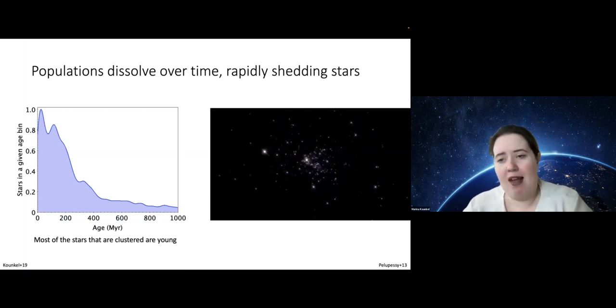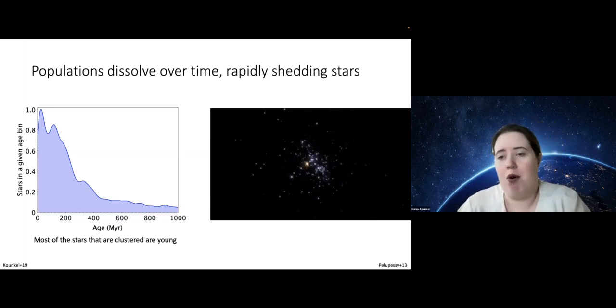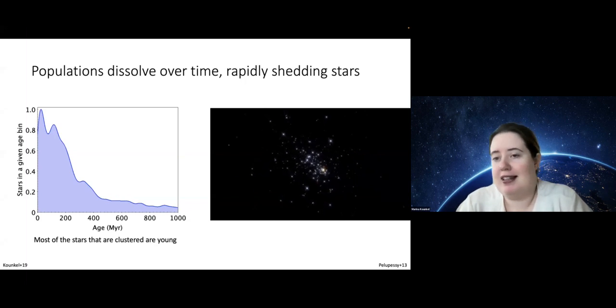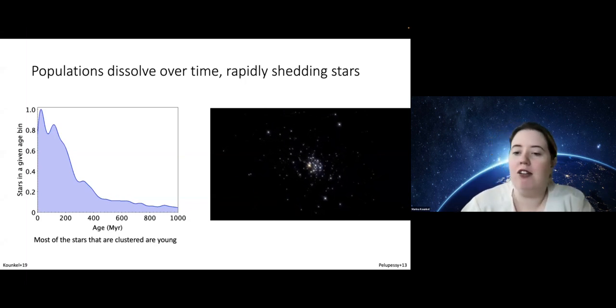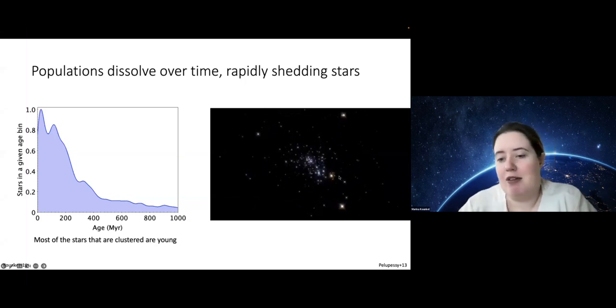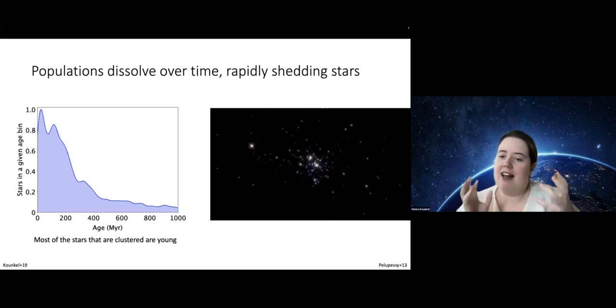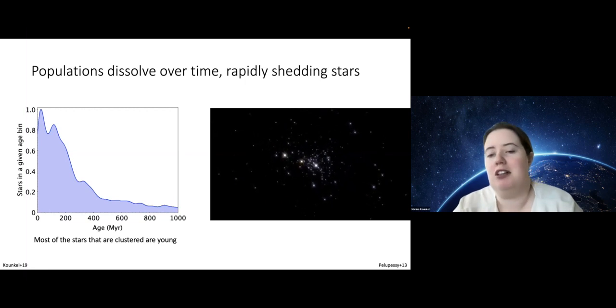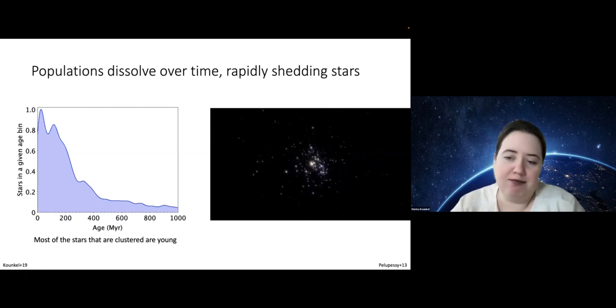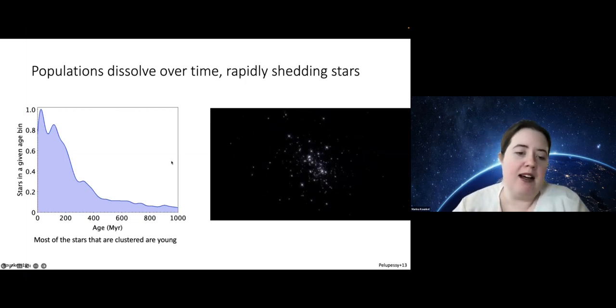But as they age, most of these populations relax into the galaxy. They dissolve, shedding stars along the way. For example, here you can see a simulation of a cluster, where you might have a core, but most of the stars are being ejected every which way.